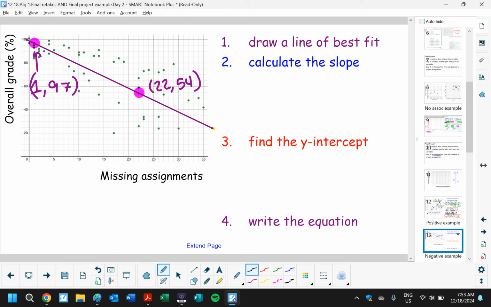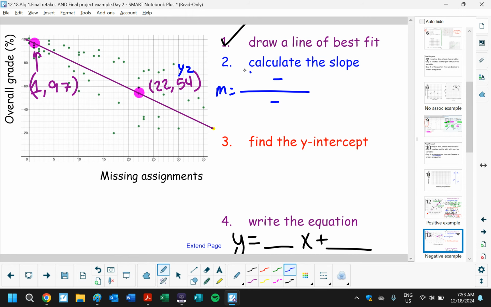So, again, we're going to draw a line of best fit, check. Next up, calculate the slope, find the y-intercept, and then write the equation. For the slope, remember please, we're going to subtract the 2 y coordinates. Y value from the second point is 54. Y value from the first point is 97. That showed an overall decline of 43.